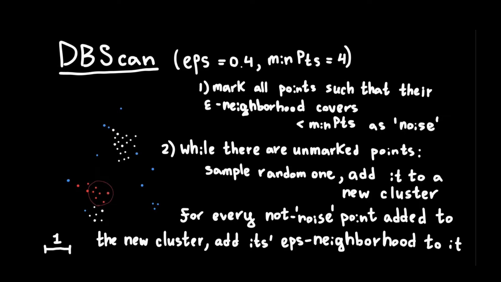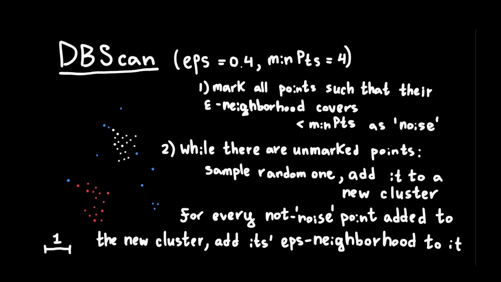Note, although the cluster's leftmost dot's EPS neighborhood covers the blue point, it is not added to the cluster, because the cluster's leftmost dot is noisy, and we do not add noisy points' EPS neighborhood to the cluster in DBScan. Then we finalize our cluster. After this is done, we go back to the loop of step 2. There are unmarked points left, and we pick a random one of them and start a cluster.